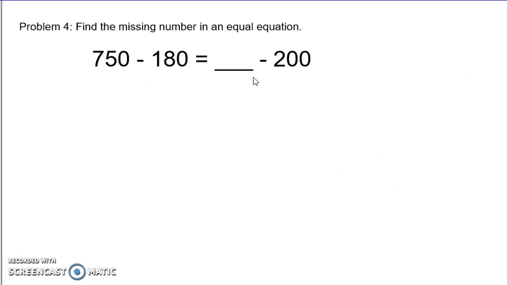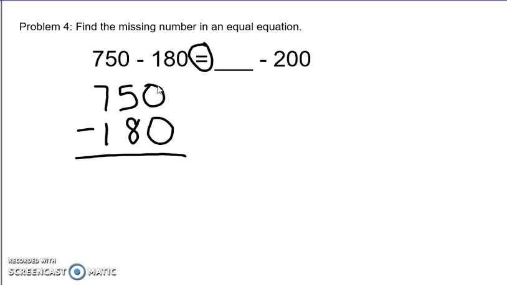Let's take a look at one more problem like the one before. Here is my equal sign. So remember, this side has to become the same as this side. So I'm going to start by doing the side that is not missing a number. So I'm going to start by subtracting 750 minus 180. Starting in the ones, 0 minus 0 is 0. I cannot subtract 5 minus 8, so I'm going to take 1 from the hundreds, give 10 to the tens. Now it's 15 minus 8, which is 7. And then 6 minus 1, which is 5. So this side equals 570.